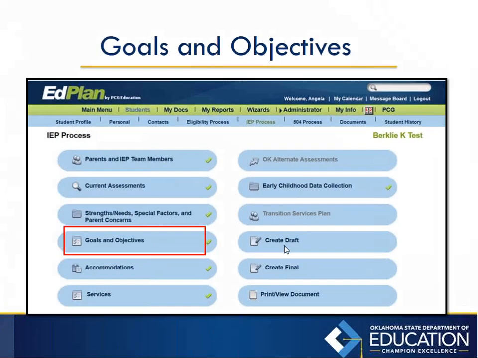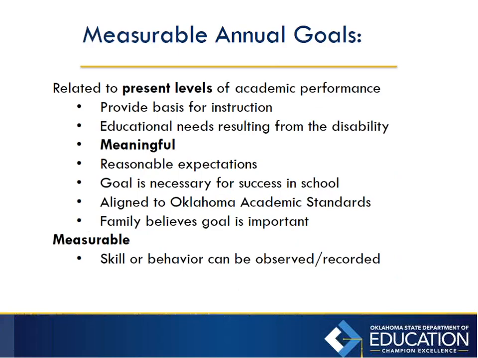In EdPlan, of course, our goals and objectives are on one page. Goals and objectives to address areas of need can be added to the Goals and Objectives tab of the IEP process. Make sure your annual goal is meaningful, the expectation is reasonable, the skill or knowledge the goal represents is necessary for success in school, and you want to make sure the family really believes in it. It's kind of hard for parents when you say, you know, we want Johnny to read on his 8th grade level. Well, that's fabulous. Johnny's in the 8th grade.